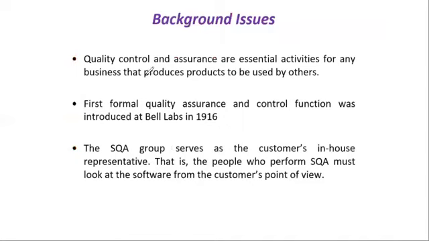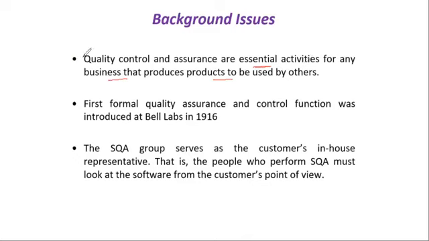Now, coming on to the background issues. Quality control and assurance are essential activities for any business that produces products to be used by others. That is, whenever you are in the business of developing software, the main thing is quality control, that is, software quality assurance is the main thing. You need to ensure that the quality is the best.